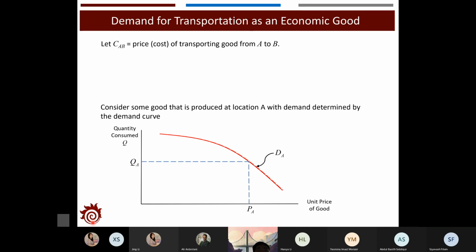If we define the cost of transportation as CAB, in that sense, the price at location B should be PA plus CAB. So it's the price at A plus the transportation cost. And now you can determine that the quantity of the product at point B is definitely a function of the price.